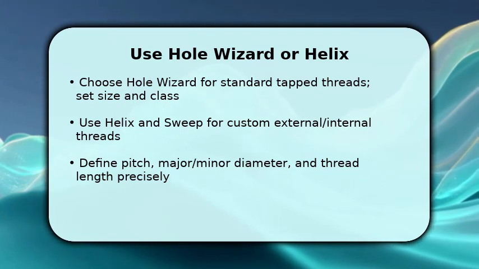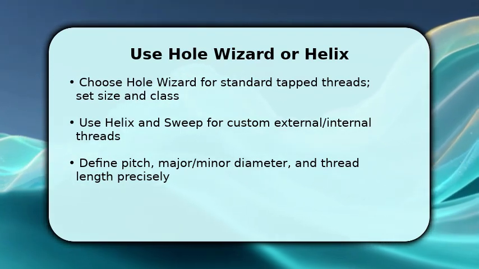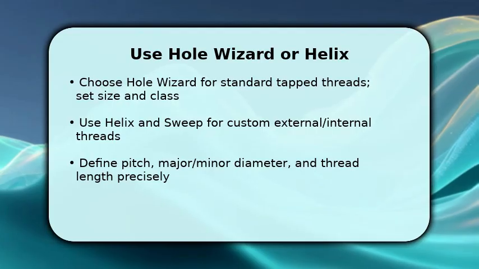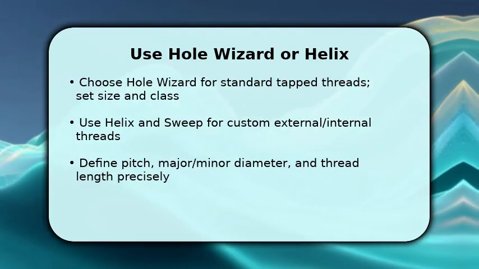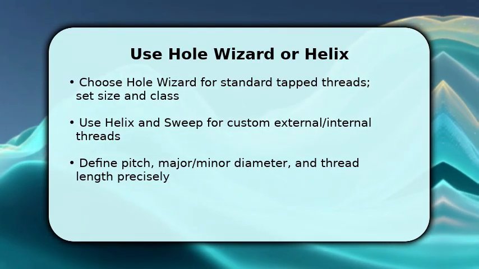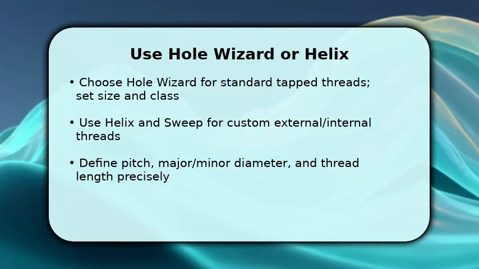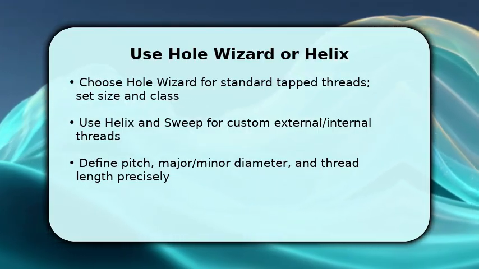Next, choose the method. Use Hole Wizard for standard internal threads because it automates size and class. It's faster and consistent. For custom threads or external threading, create a helix with the correct pitch and then sweep the triangular profile along it.